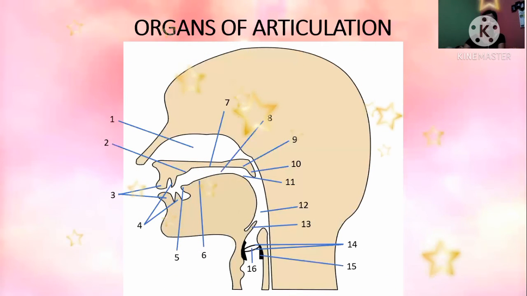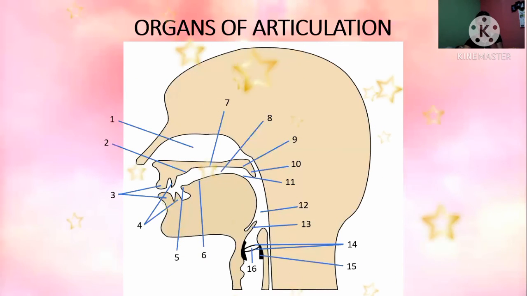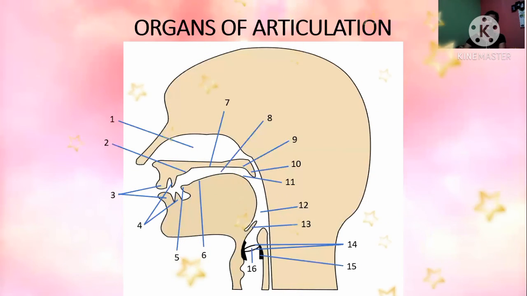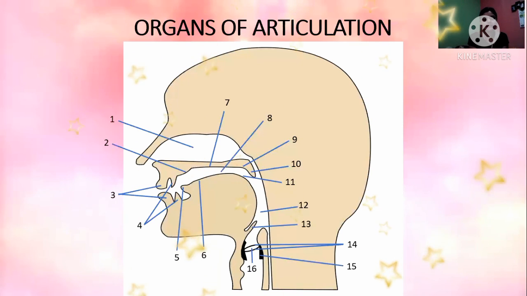In number 15, we have the larynx, also known as the voice box. It's an organ located in the anterior neck. And the last one is the glottis, in number 16. The glottis is the opening between the vocal folds located in the larynx. Its position creates different vibration patterns to distinguish voiced and voiceless sounds.